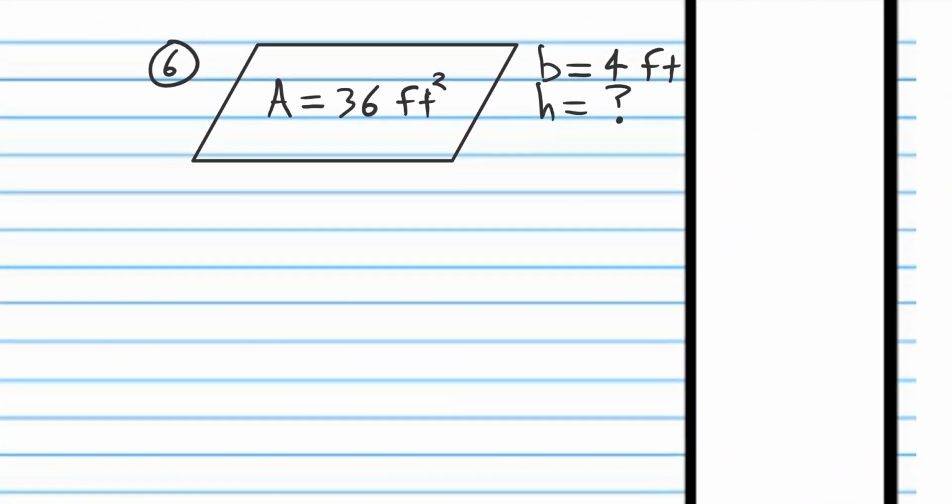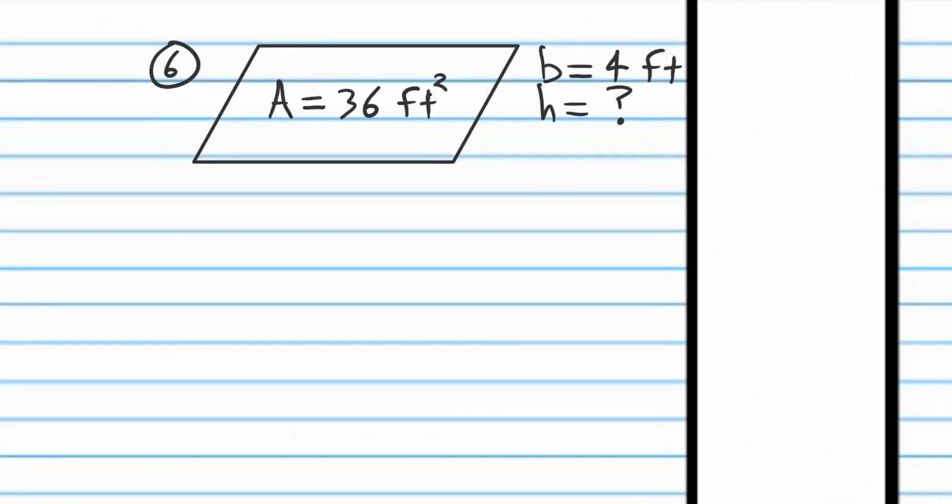All right, so area of a parallelogram is base times height. So go ahead and try number 6. Remember, you got to write that. You got to write the tool that you're using. A equals BH. You got to write that. And when you come back, we'll do this together.